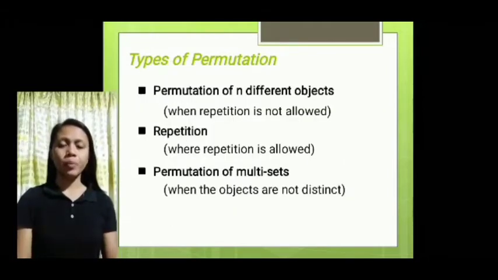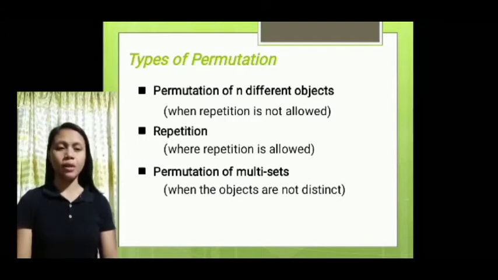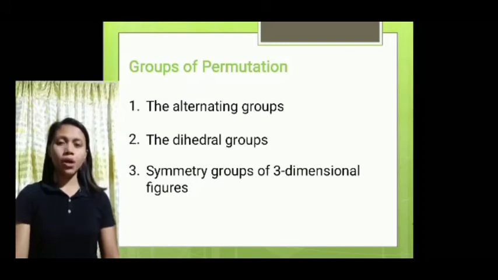So here are the types of permutations. First, permutations of n different objects when repetition is not allowed. Second, permutations when repetition is allowed. And the last one, permutations of a multiset, when the objects are not distinct. And also, here are the three groups of permutation. First, the alternating groups. Second, the dihedral groups. And the last, symmetric groups of three-dimensional figures.